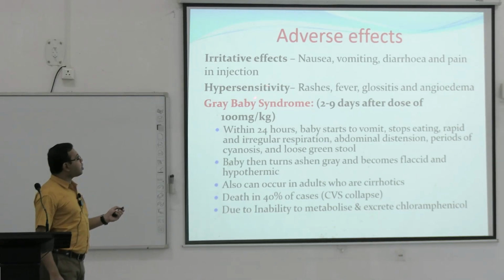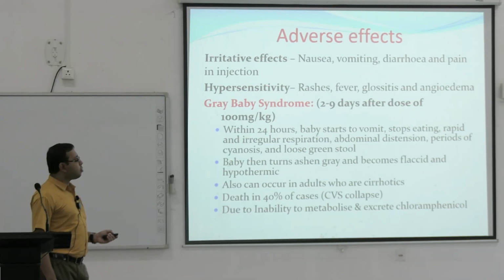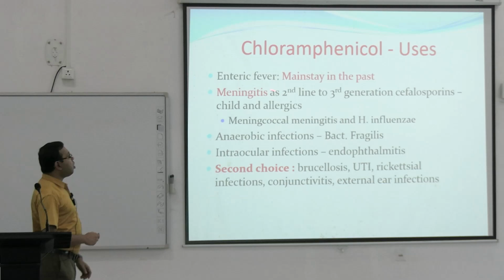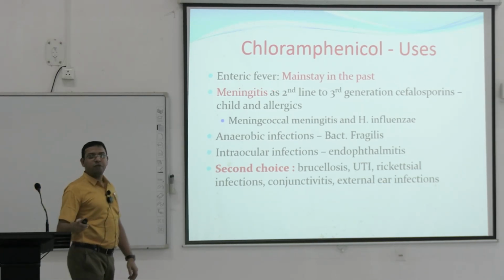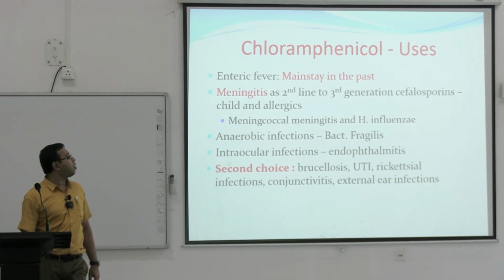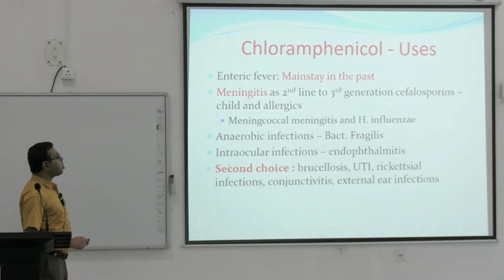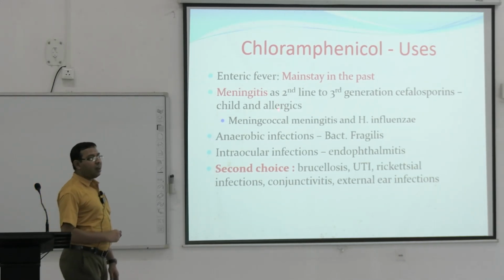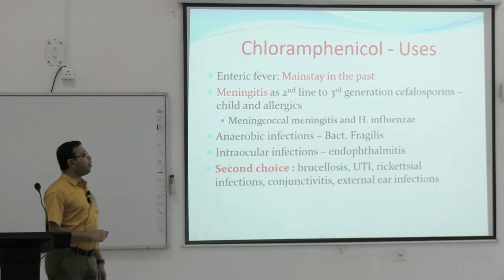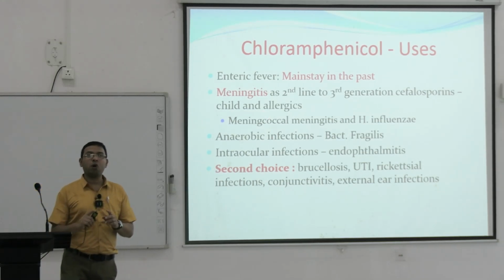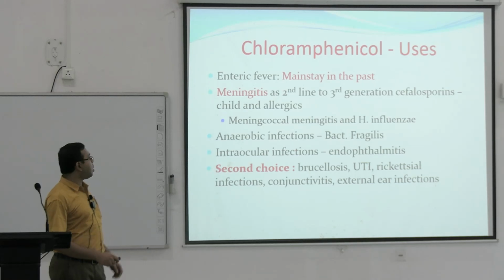It affects hypersensitivity and the Gray syndrome. Where is it used? Enteric fever, typhoid fever. Previously it was the first line drug. Meningitis, it can be used as a second line to third generation cephalosporins in child and adult patients. Meningococcal meningitis and Haemophilus influenzae, these two organisms are susceptible to chloramphenicol.